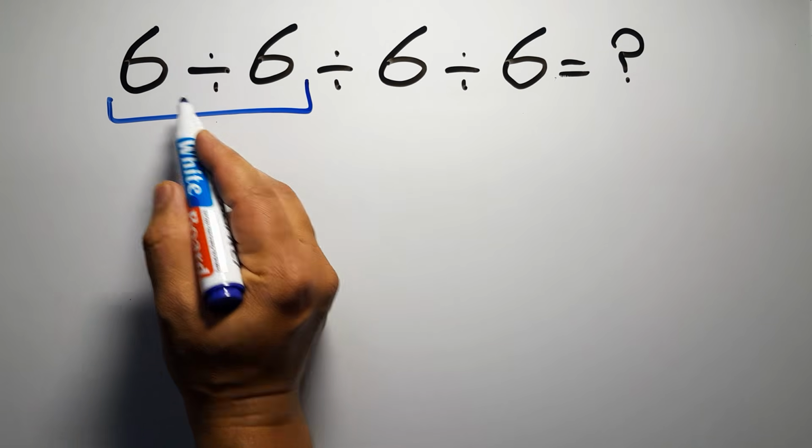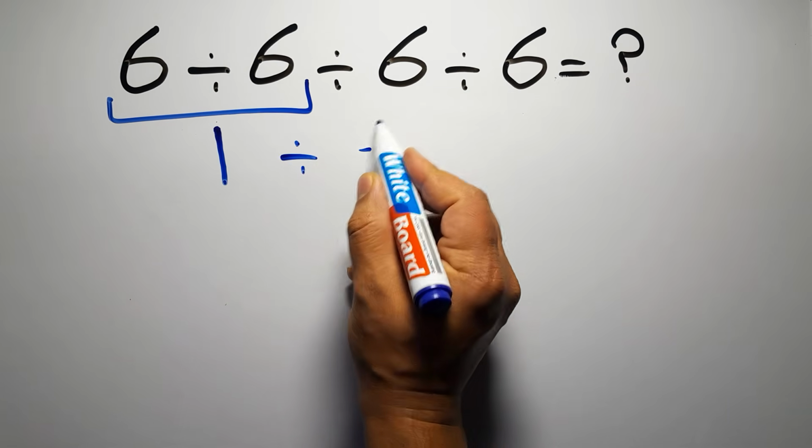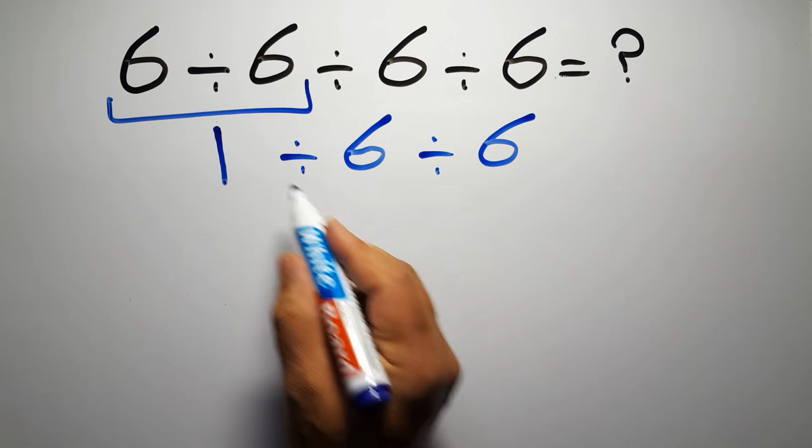So first we have to do this division. 6 divided by 6 is just 1. So 1 divided by 6 and again divided by 6. Now we have to do this division.